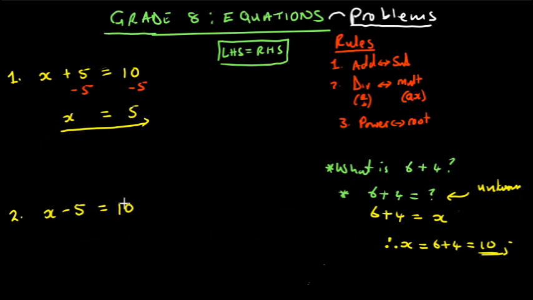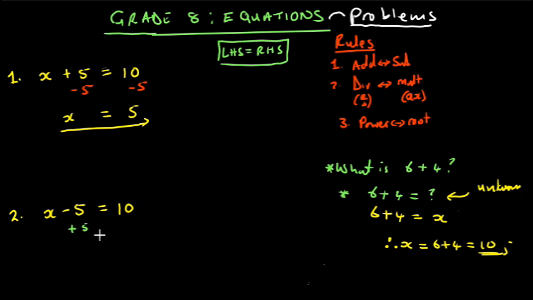Okay, let's move on to the next question. If I am given this, x minus 5 is equal to 10, there is a minus 5 here. There is subtraction. When there is subtraction, we remove that by addition. So it means I need to add 5 so that this minus 5 can be removed by its inverse. This is the inverse of negative 5. This is the inverse of positive 5.